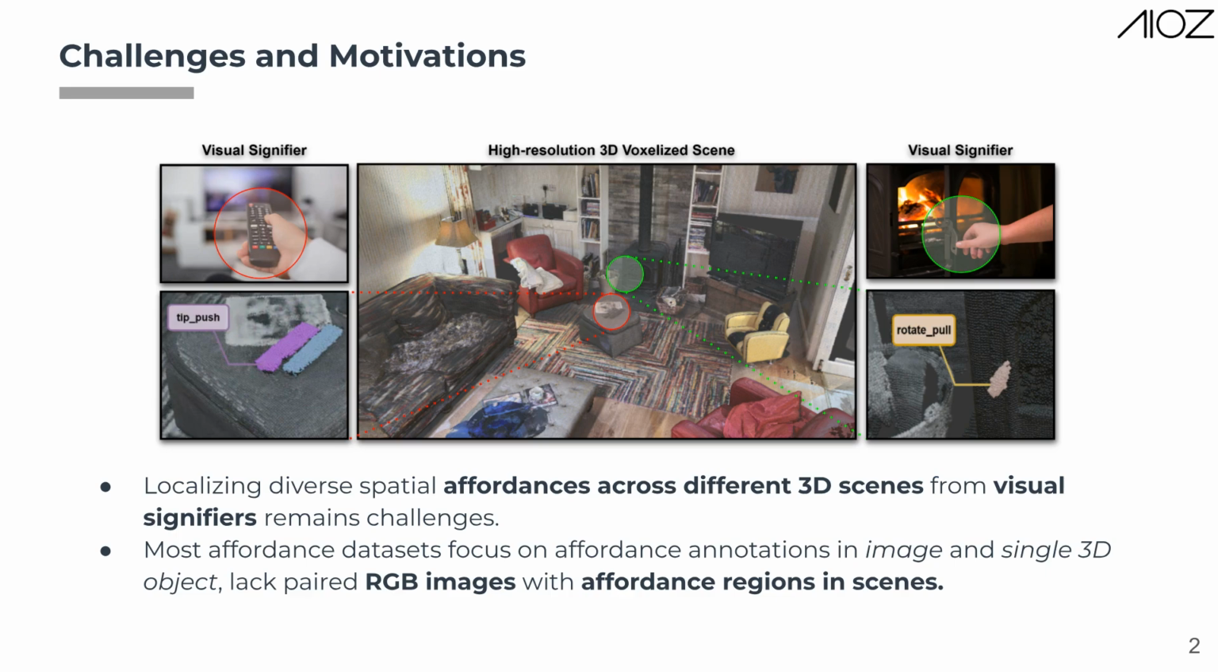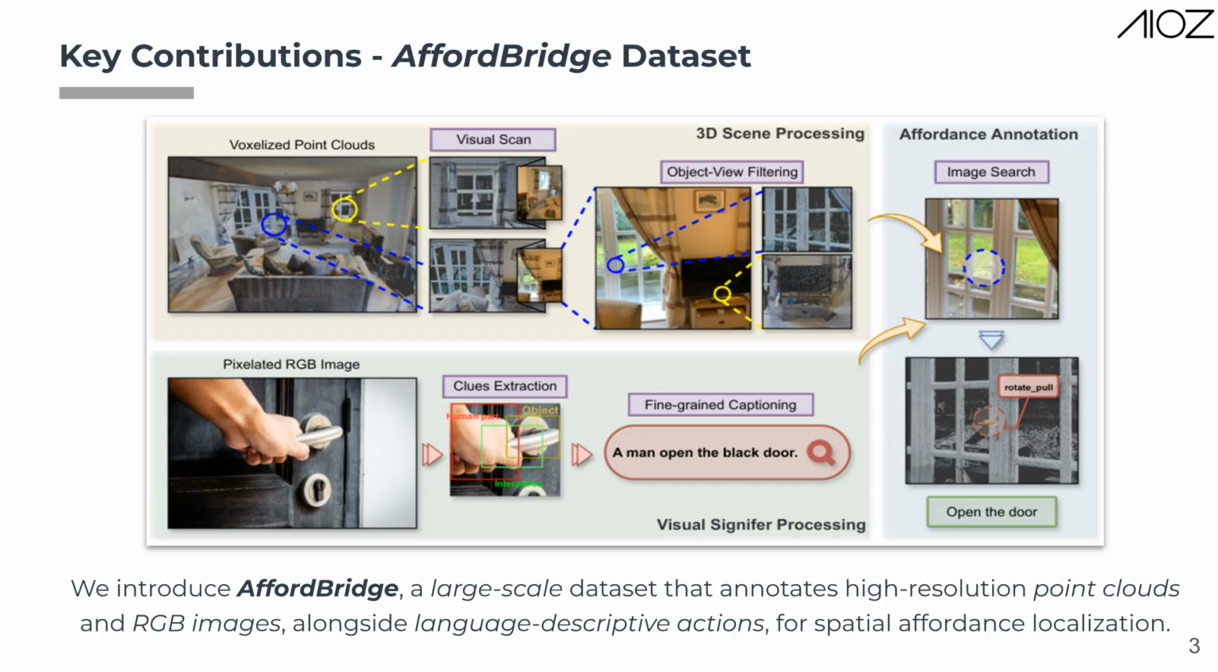Our solution aims to answer the question, how can we learn representations that diverse spatial affordances across different scenes from visual signifiers? First, we introduce our proposed AffordBridge, a large-scale dataset that annotates high-resolution point clouds and images for spatial affordance localization. The annotation flow includes three main stages.